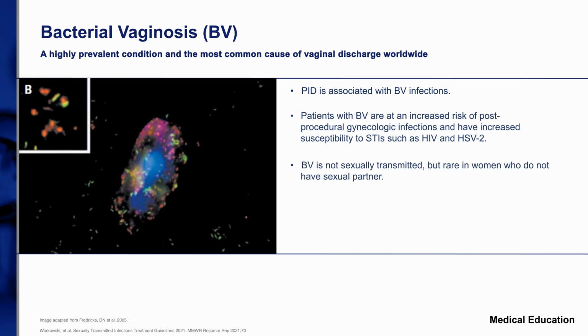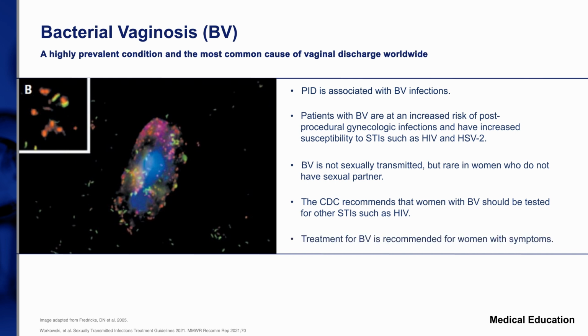Although BV is not considered an STI, it is more common in sexually active individuals. As BV increases risk of acquiring other STIs, the 2021 CDC treatment guidelines recommend that women that are positive for bacterial vaginosis should also be tested for HIV, chlamydia, and gonorrhea. One thing to keep in mind is that BV is not caused by a single agent, but it is a polymicrobial syndrome. As seen in this image, multiple different bacterial morphotypes can be seen attached to a vaginal epithelial cell.